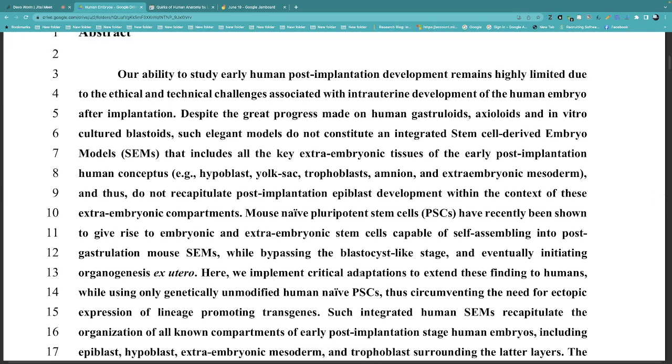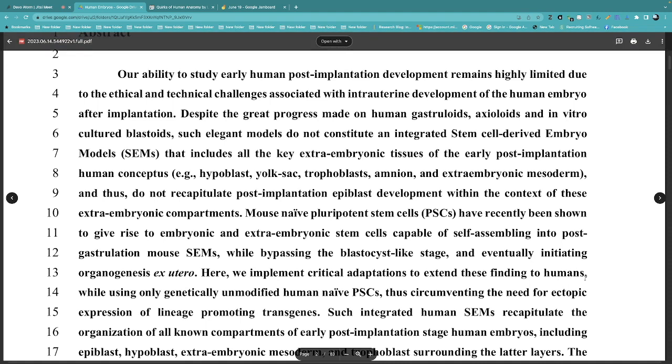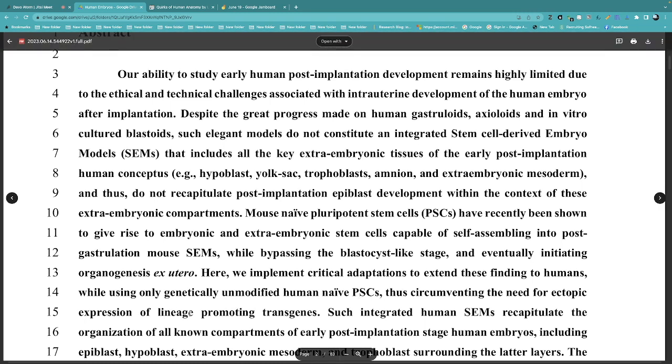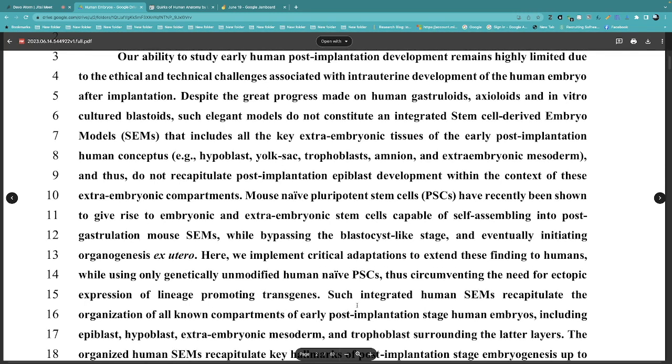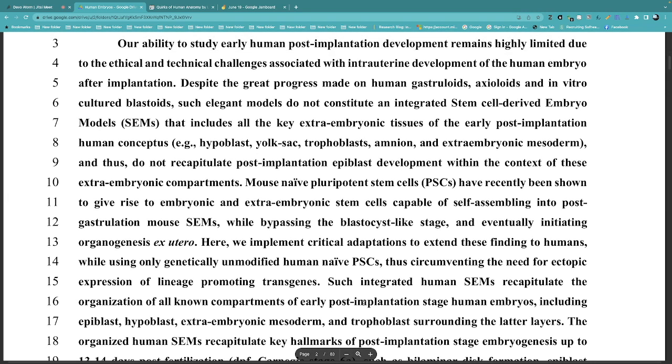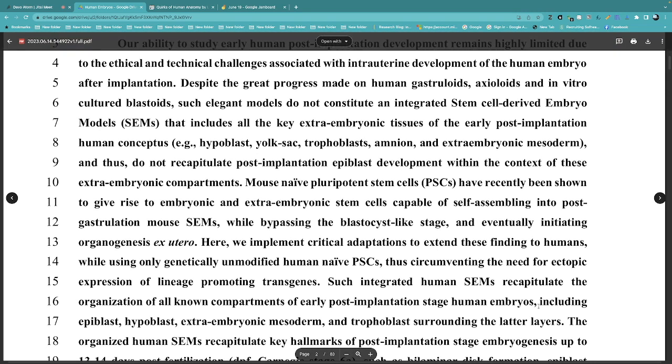Here we implement critical adaptations to extend these findings to humans while using only genetically unmodified human naive PSCs, thus circumventing the need for ectopic expression of lineage-promoting transgenes. Such integrated human SEMs recapitulate the organization of all known compartments of early post-implantation stage human embryos.